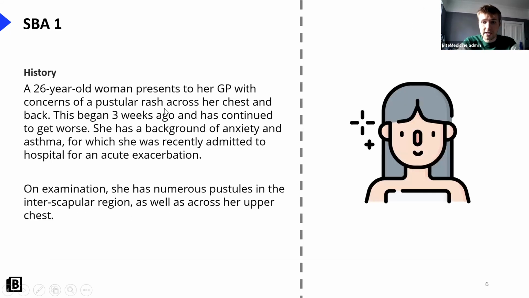So, kicking straight into it then, we've got our first SBA of the day. A 26-year-old woman presents to her GP with concerns of a pustular rash across her chest and back. This began 3 weeks ago and has continued to get worse. She has a background of anxiety and asthma, for which she was recently admitted to hospital for an acute exacerbation. On examination, she has numerous pustules in the interscapular region, as well as across her upper chest.